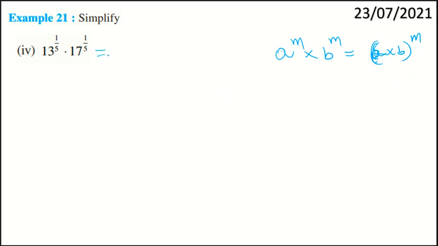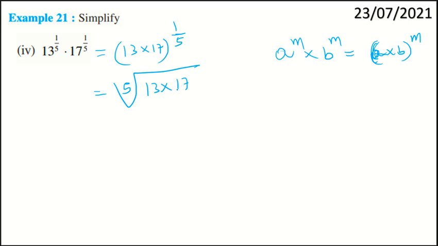Here it is 13 into 17 raised to the power 1 by 5. It is one way. Fifth root of 13 into 17. So 13 into 17, you know, it is 221. So it is the fifth root of 221 is this value.